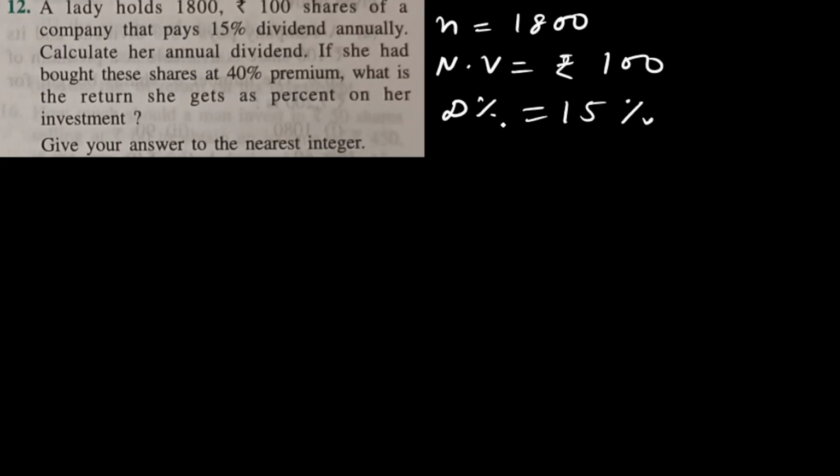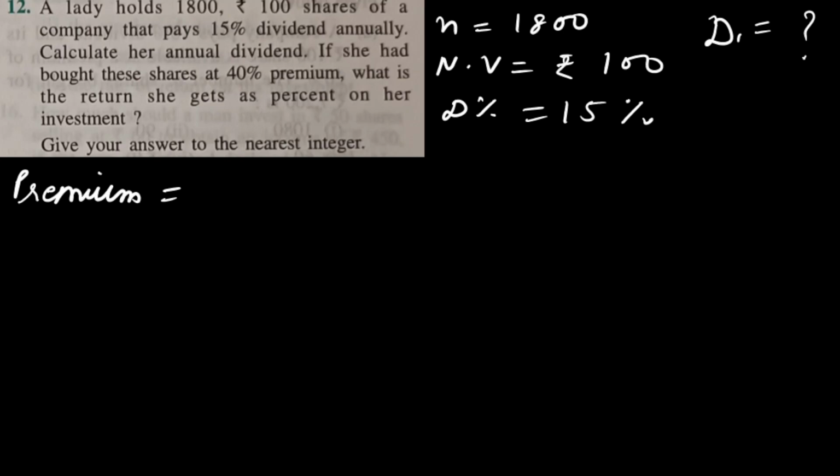Okay, let's write. A lady holds 1800 shares, so number of shares is given to us, of rupees 100 each. So nominal value is rupees 100. Shares of a company pay a dividend, percentage given to us. Now I believe it's very easy for you also to figure out the things. Calculate her annual dividend. So dividend means income also. So dividend we have to calculate in terms of rupees. Okay, dividend percent is different. Dividend is different. If she had bought shares at 40% premium. Okay, so premium is also given to us. Premium is how much?